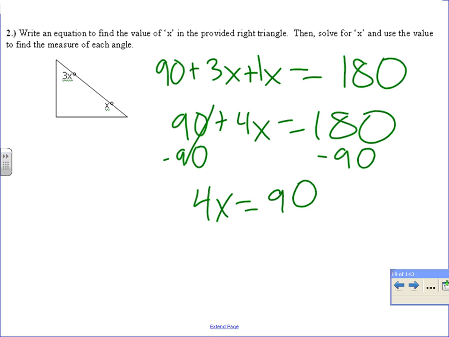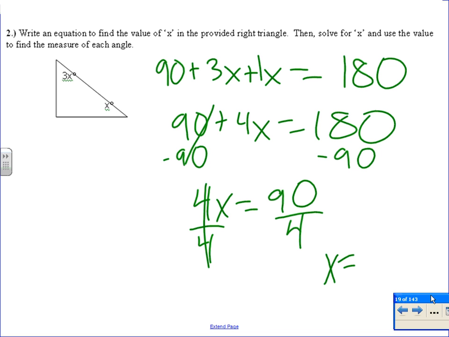Now here's what Charles said. He said 90 divided by 4. Charles, is that what you said? Yeah. Yep. So Charles said 90 divided by 4 equals x. He basically did these steps in his head and wrote this down as his equation. I'm okay with that. You just need to write down some kind of equation.